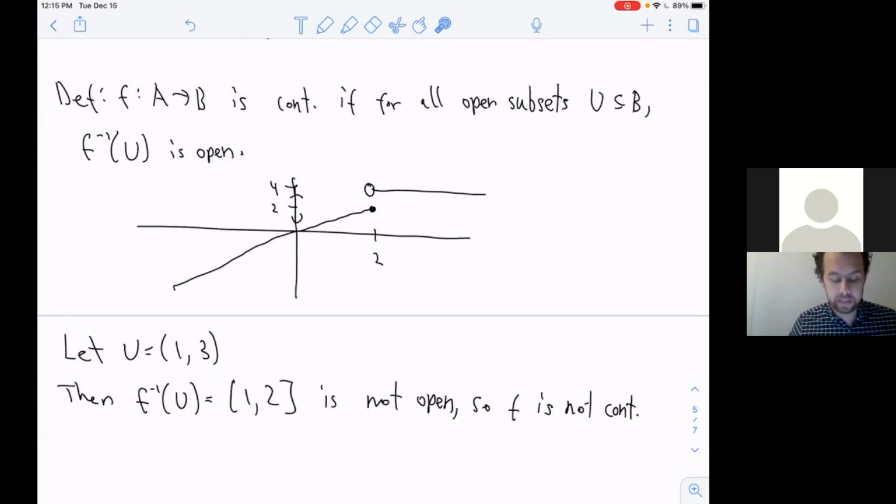And I might invite you, if we had this point instead being up here, what open set would we choose? That's also not continuous, but which open set will we choose to ensure that we can see that?